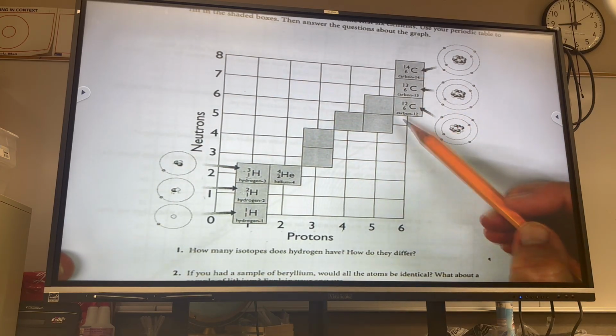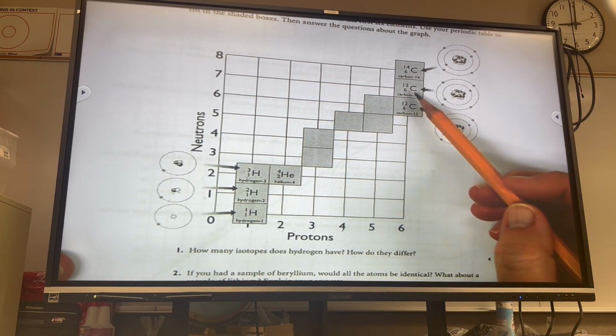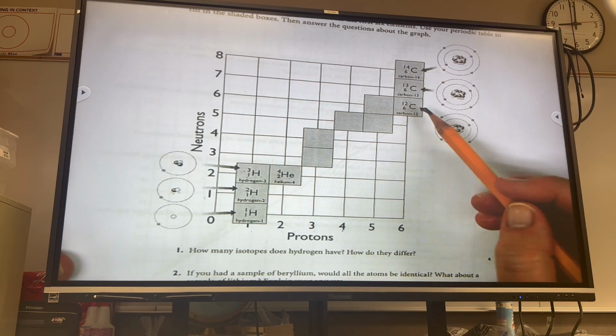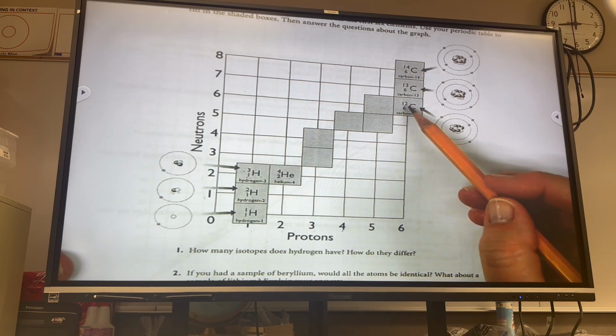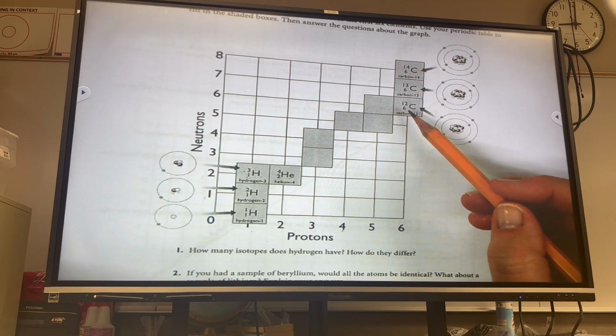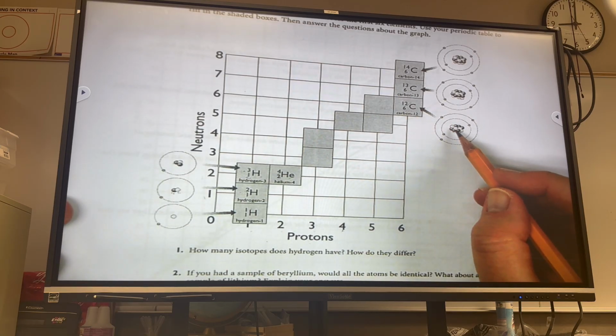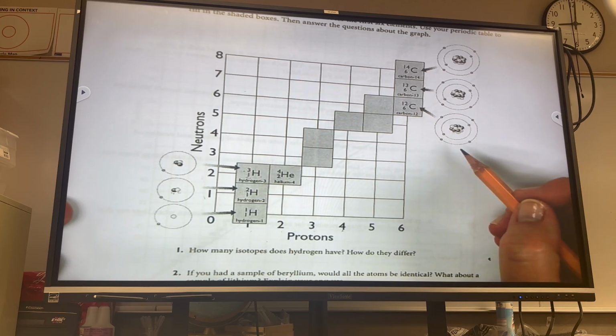Okay, so carbon has 3 different forms, naturally occurring isotopes. Carbon 12 has 6 protons, and then 12 particles in the nucleus. 12 minus 6, that means it has 6 neutrons. Okay, so here's the 6 protons, here's the 6 neutrons.